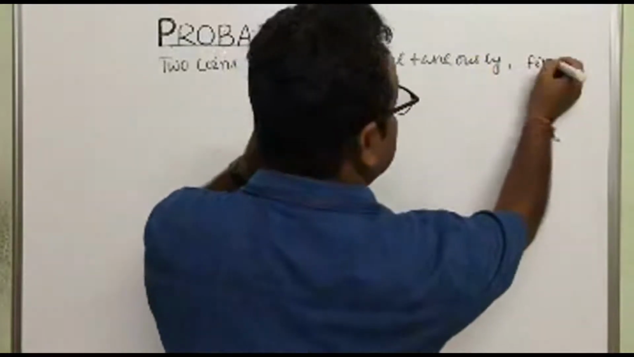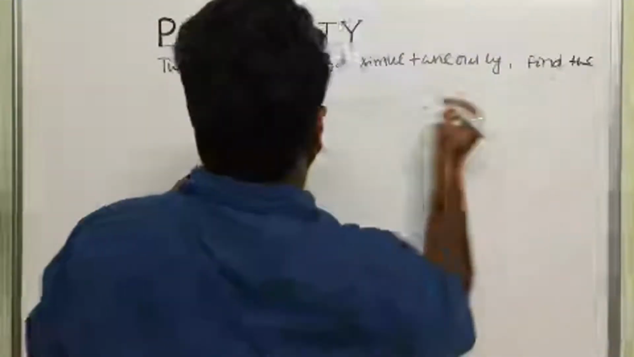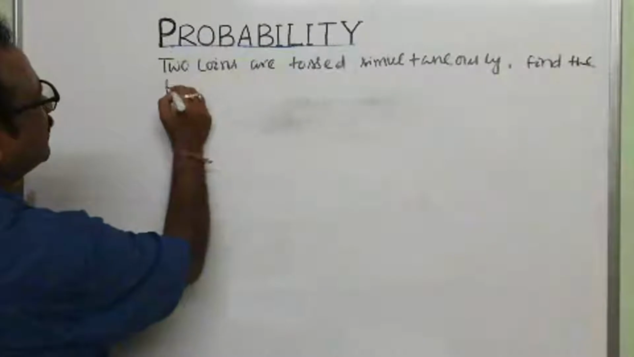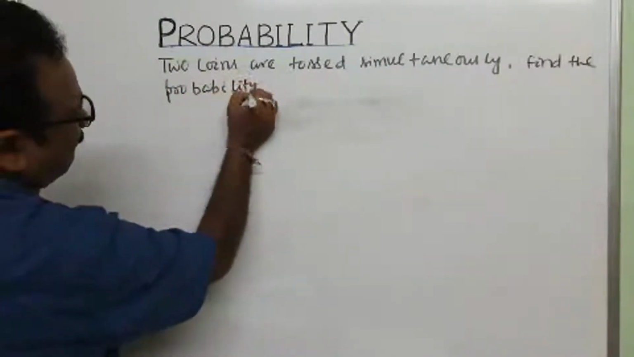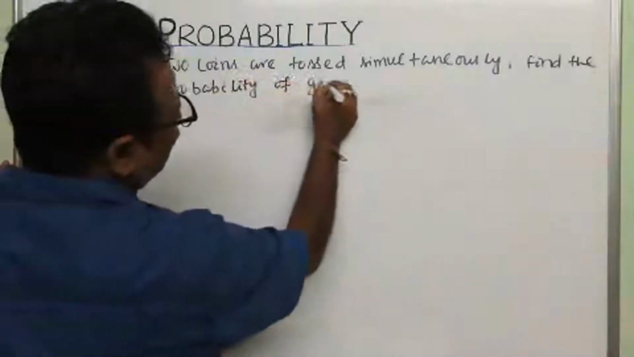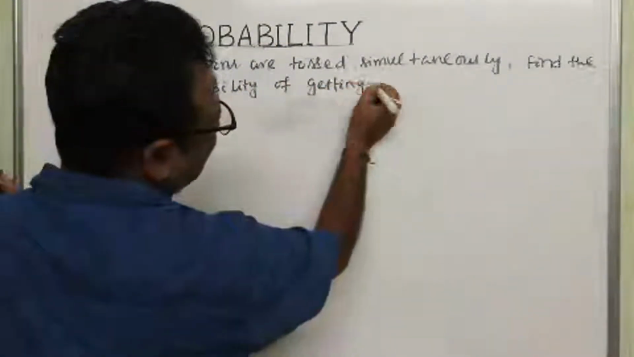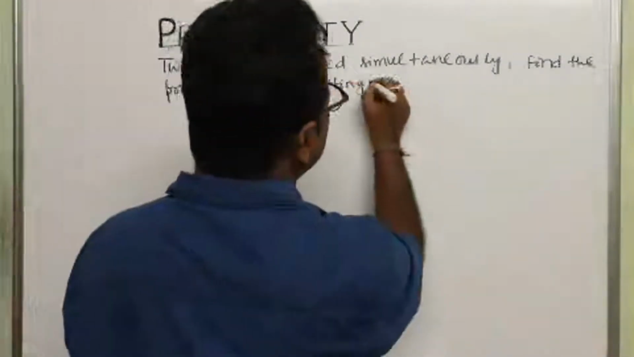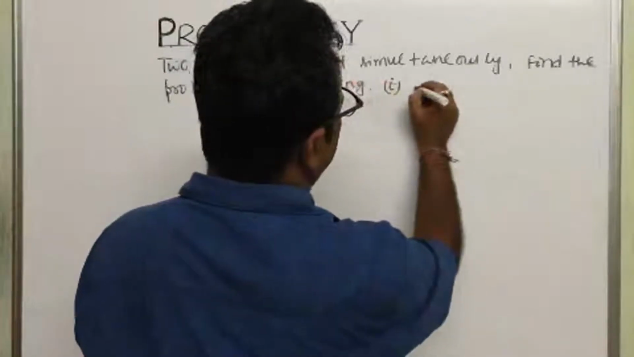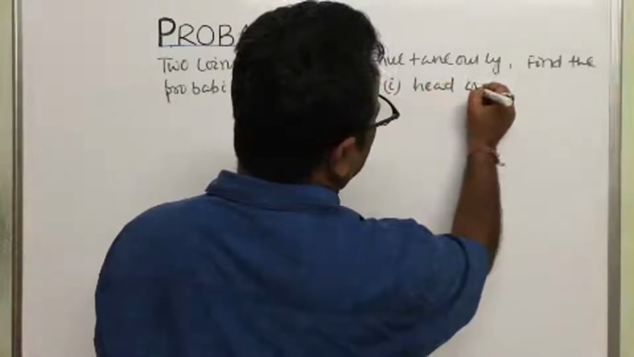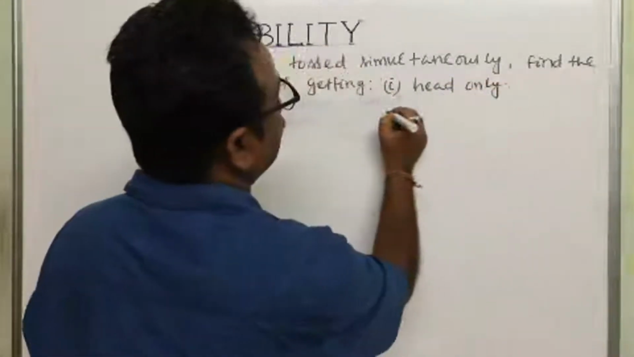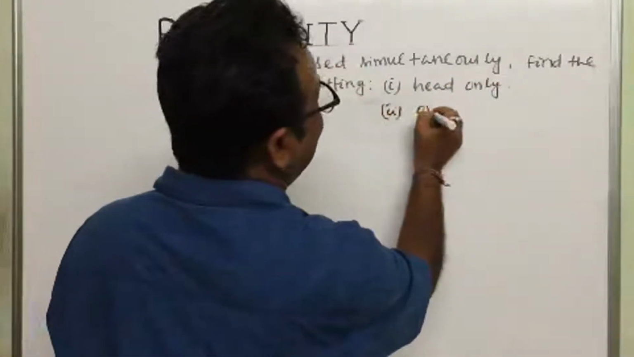Find the probability of getting head only, and two, one tail.